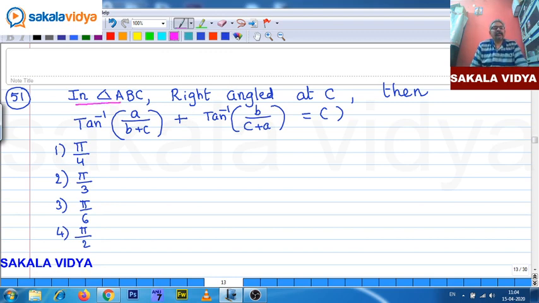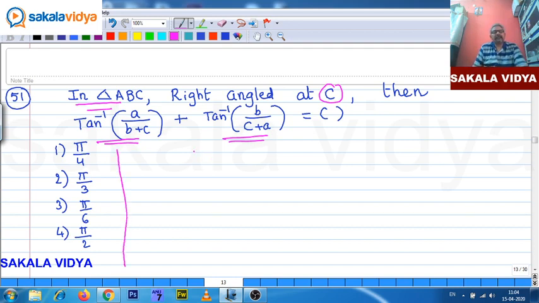In triangle ABC, right angled at C, we need to find tan inverse of A by B plus C plus tan inverse of B by C plus A. This can be done using the tan inverse x plus tan inverse y formula, tan inverse of x plus y by 1 minus xy, but we need to take the help of the right angle triangle and also apply the Pythagoras theorem. Simultaneously these two concepts are applied to solve this problem. So let us solve it now.